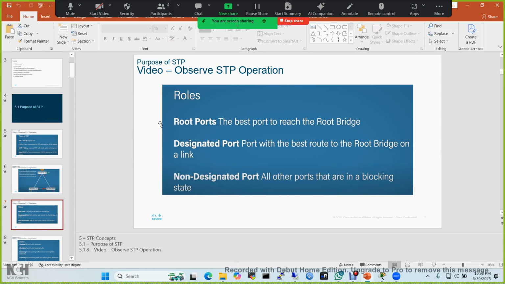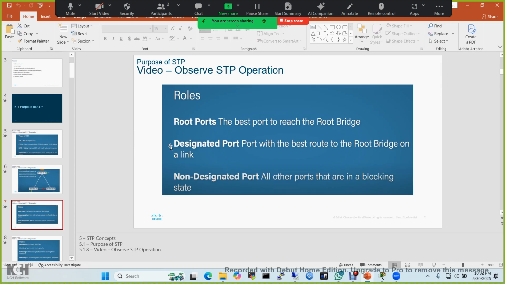What is the root port? You read from here, not the blocking states. Here you read this port, the best port to reach the root bridge, the lowest cost. The lowest cost port is the root port for the non-root switch.